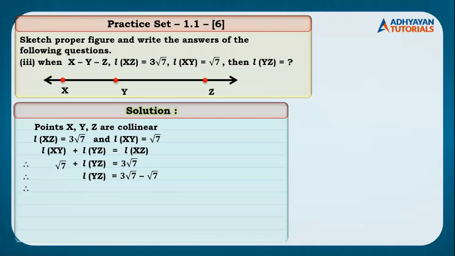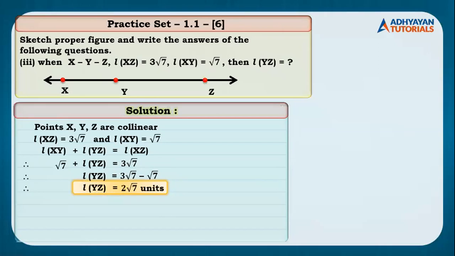I'll tell you the answer is 2√7. The question is how? You can take √7 common, children, and if you take √7 common from both the terms, what you'll have is 3 minus 1. Because if we take √7 common from here, 1 will be left, right? So what is 3 minus 1? 2. That becomes 2√7. You can write it directly, of course.